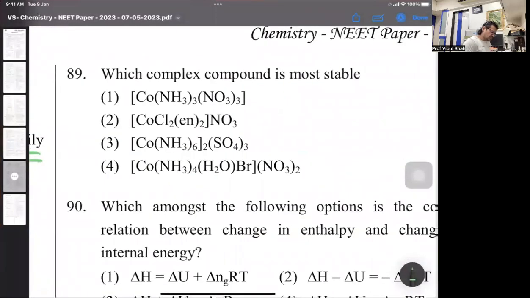89, which complex is most stable? This is also a good question. Easy to gauge. The second one. Why? Because you have 'en' over here. En is basically ethylenediamine. That's over there, nothing but a bidentate ligand.